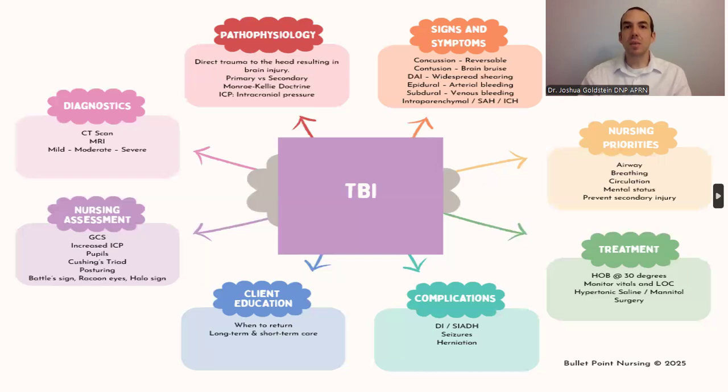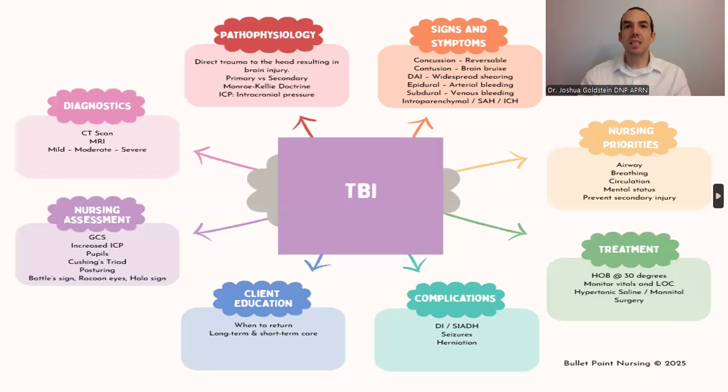The normal ICP, I don't know if you'd have to know this at the RN level, is 5 to 15. If a patient gets an ICP above 20, if you see that on a test question, that's a huge red flag for herniation. That's a big risk for herniation, where the patient's brain is going to get pushed outside of the skull, the cranial vault. Next, let's learn about pupils.